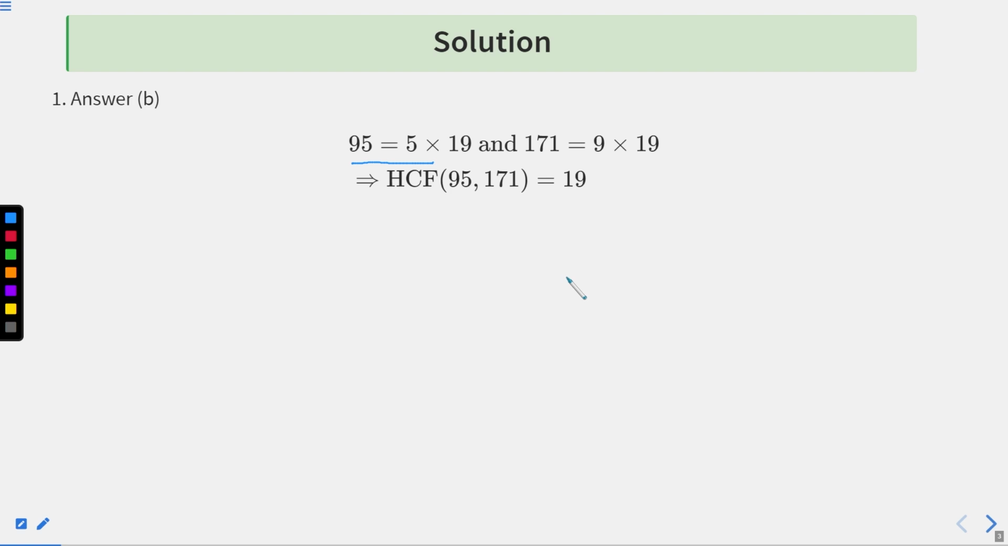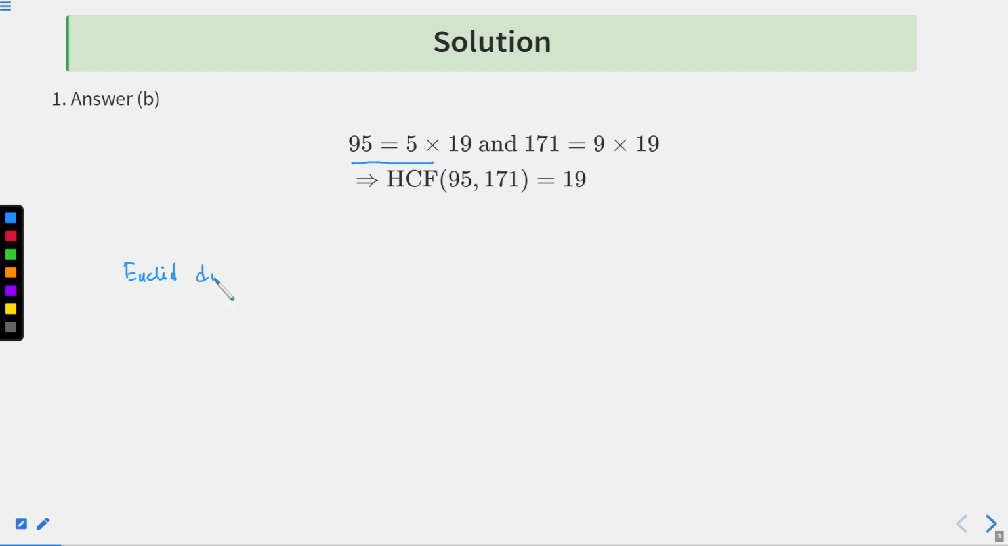The lowest power of the common factors in both numbers gives the HCF between the two numbers. So here 95 is equal to 5 into 19, and 171 is equal to 9 into 19. So the HCF of 95 and 171 is equal to 19. This prime factorization method is the best one. Now we can use the Euclid division algorithm also for solving this problem.